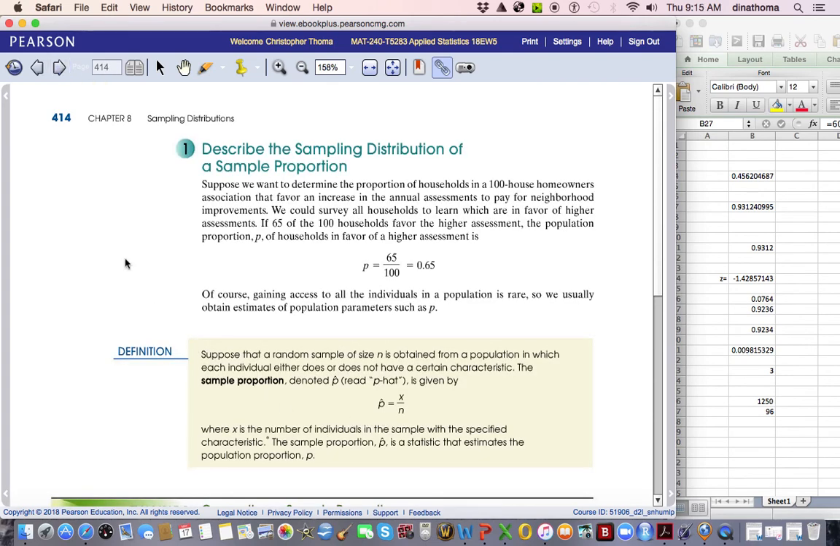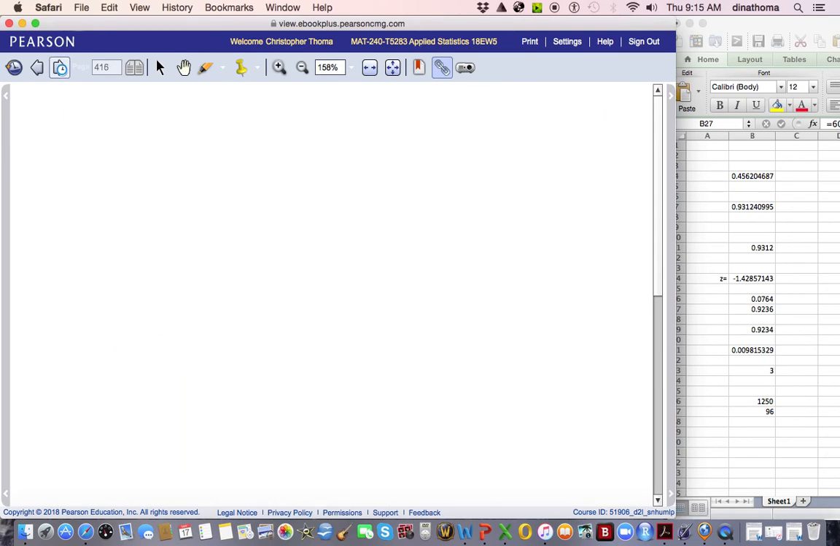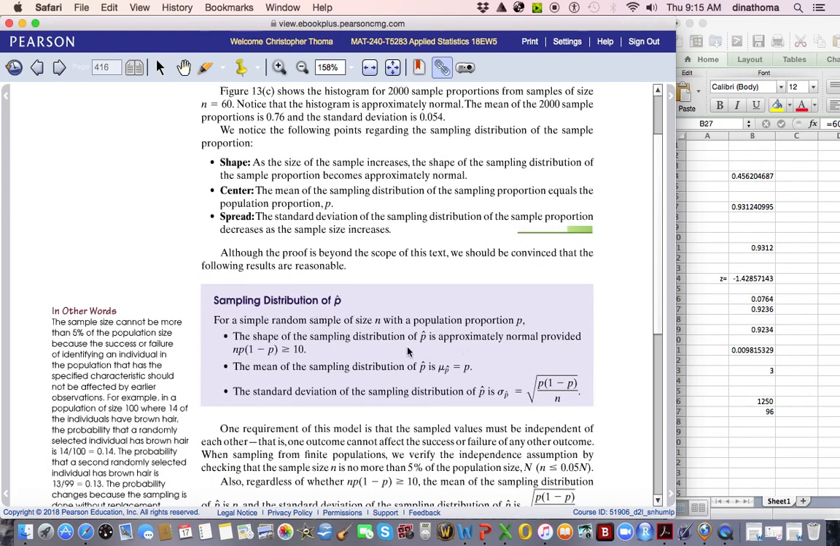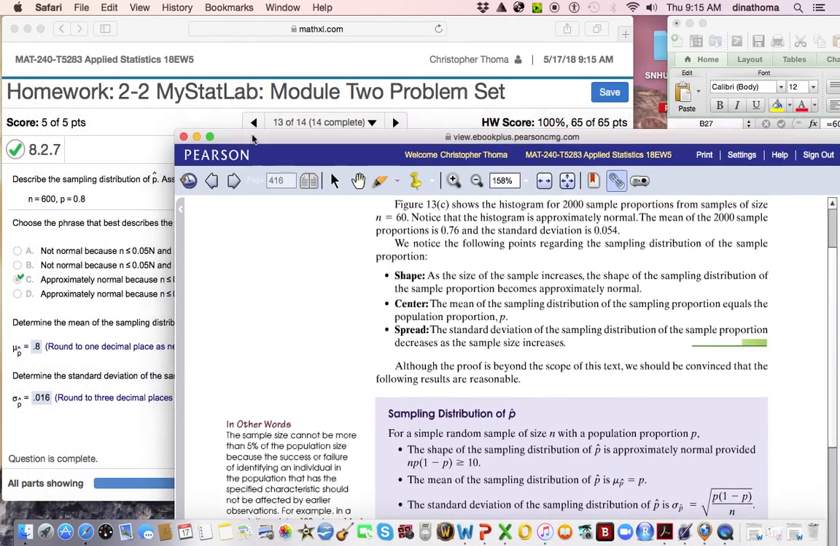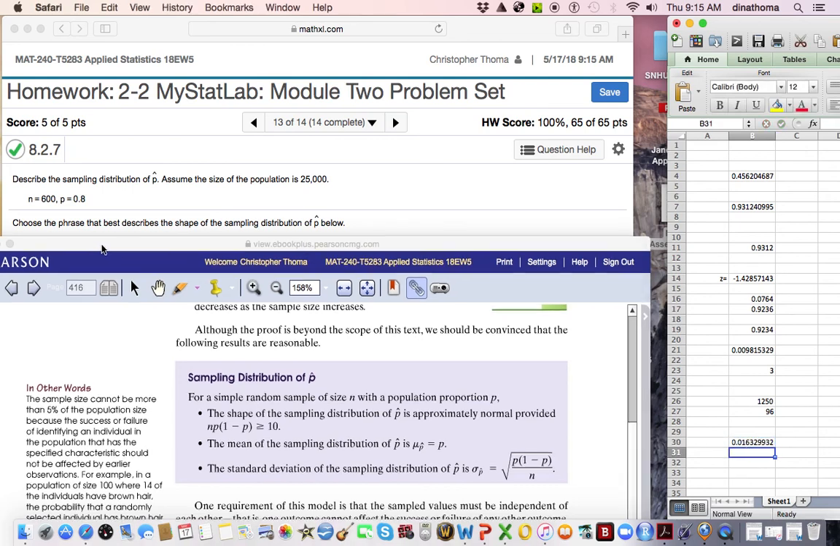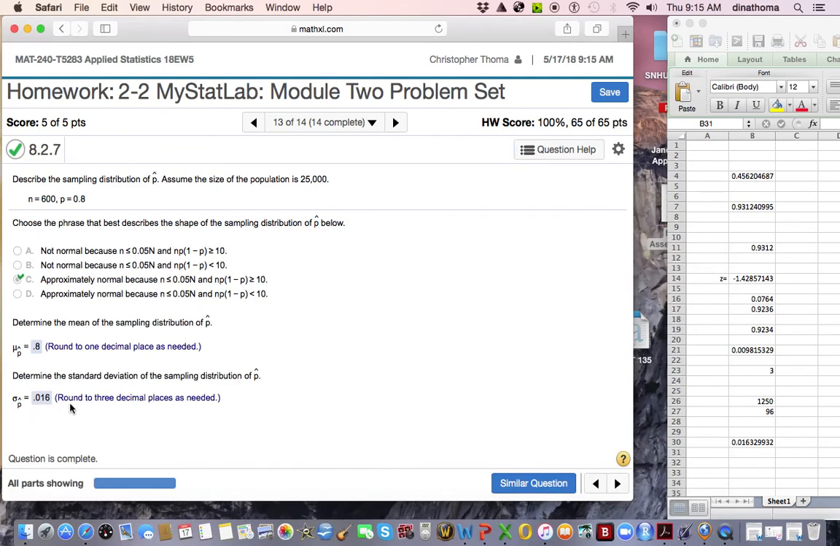So here is what I said, p-hat. That's how you find it. There we go: sampling distribution of p-hat. There are the rules, page 416, just like I said in the announcement. The mean of p-hat is equal to p. The standard deviation is the square root of p times 1 minus p, which is q, divided by n. So let's see here. Using Excel: equals square root, parentheses, 0.8 times 0.2, divided by n, which is 600, close parentheses. 0.016, which is what I have typed in, 0.016.